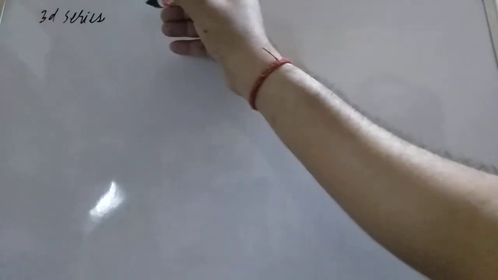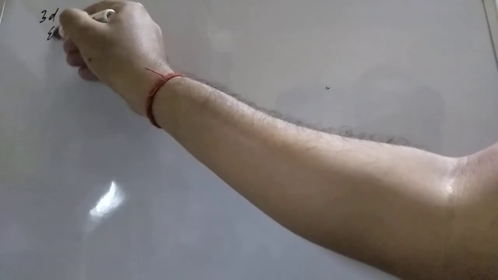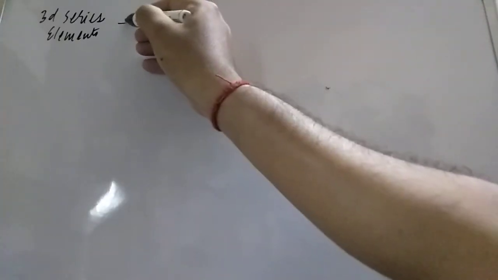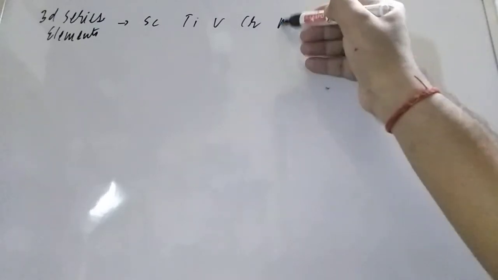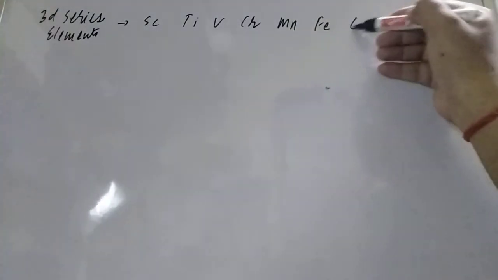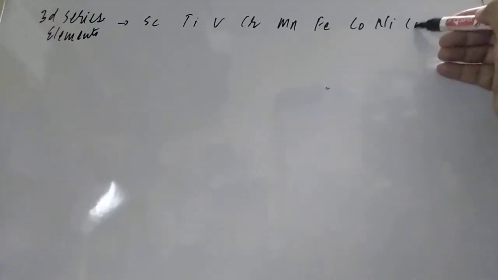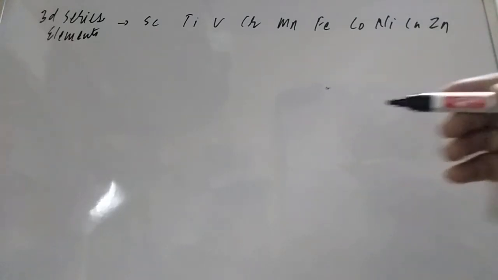So if you talk about the 3D series elements, if you want to know, I am giving only the elements. They are scandium, titanium, vanadium, chromium, manganese, iron, cobalt, nickel, copper, zinc. These are the 10 elements.